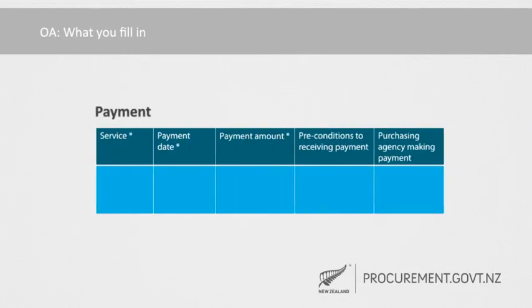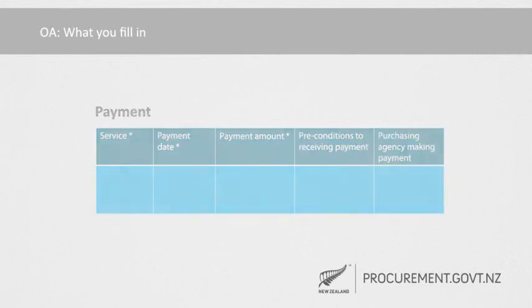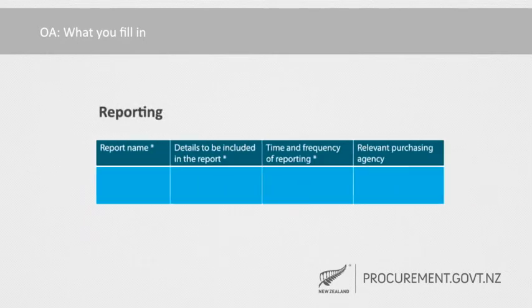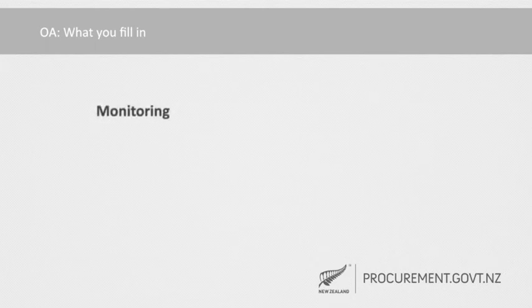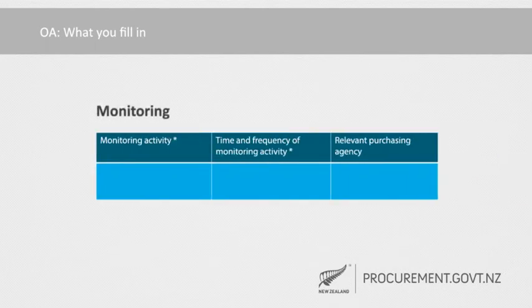In the payments table, you need to put the amounts the provider will be paid and when. If there are any conditions that the provider must meet to qualify for payment, you need to make sure that these are also added. In the reporting section, you put what reports the provider must provide. For each report, you say what needs to be included and how frequently or when it's required. Next, the monitoring section says what monitoring the agency will do and when.